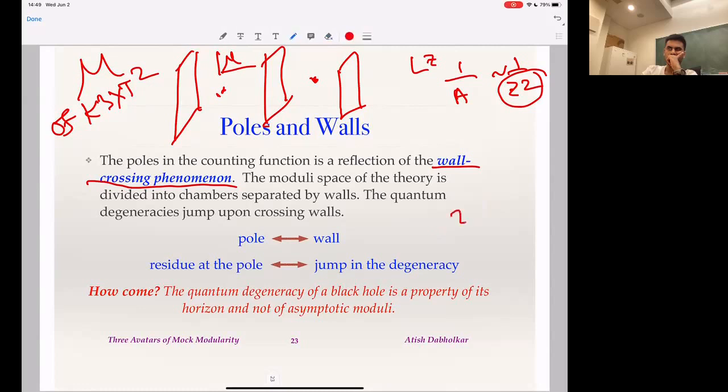That as you move around in the moduli space, when you hit a wall in the mu space, you hit a pole in the z plane, and when you cross a pole you pick up a residue, that's when the degeneracy jumps. So this actually gives a consistent picture that in fact the degeneracy jumps as it is expected from the enumerative geometry. However, it is inconsistent with black hole intuition, because quantum degeneracy of a black hole is expected to be a property of its horizon and not of the asymptotic moduli. So black hole really should not care what is the value of mu. A black hole is a black hole.